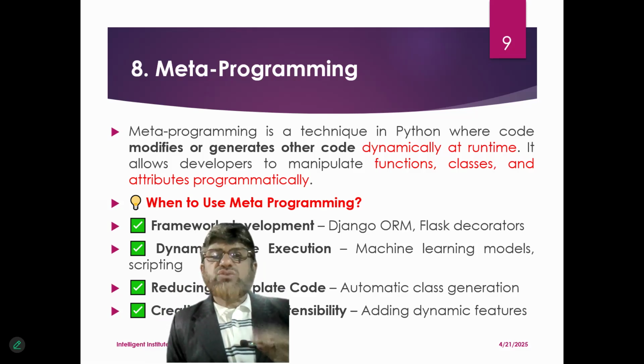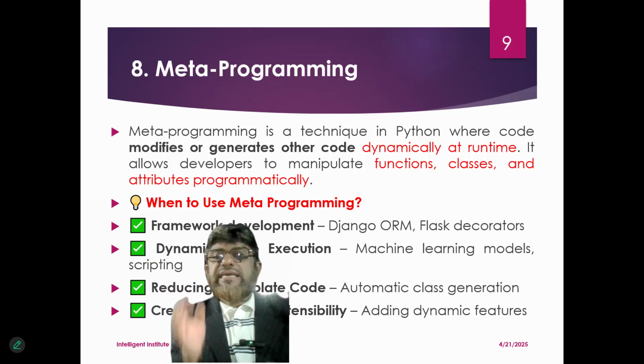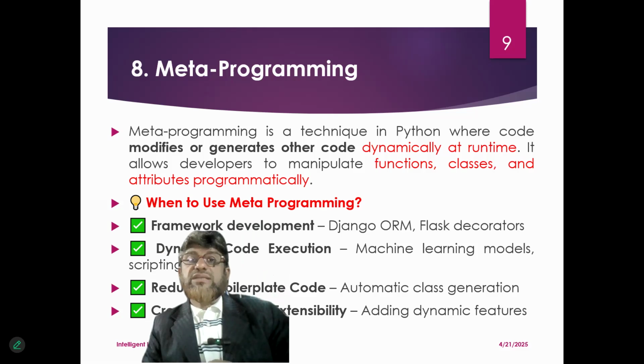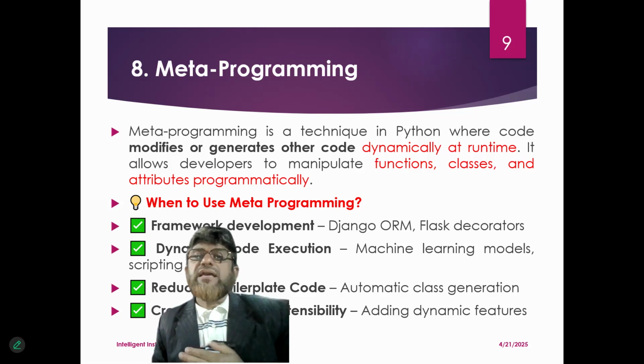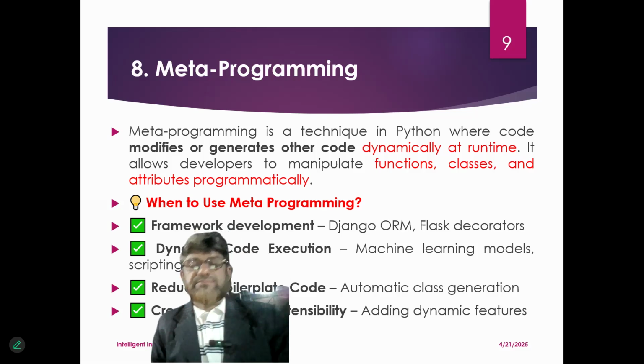Okay. And this also supports the concept of machine learning models, as well as reducing boilerplate code, which is the automatic class generation. Okay. And adding dynamic features. So all of this works at runtime, and this is the main advantage. When we have to get the output, we can make some modifications. Okay. So this concept is called dynamically at runtime.